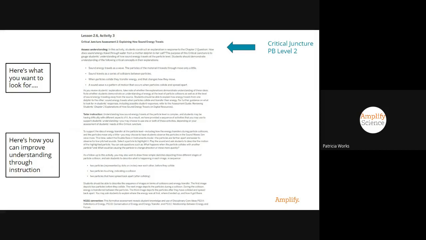So looking back at Progress Build Level 2, sound energy travels through a material as a series of particle collisions. You can see how closely this assessment ties with the evidence of student understanding that you want to collect and how it gives you some actionable feedback.